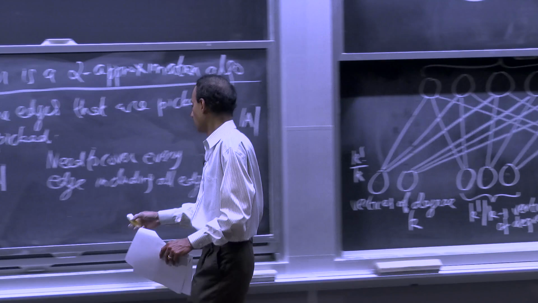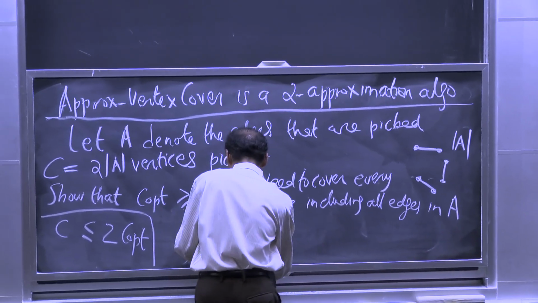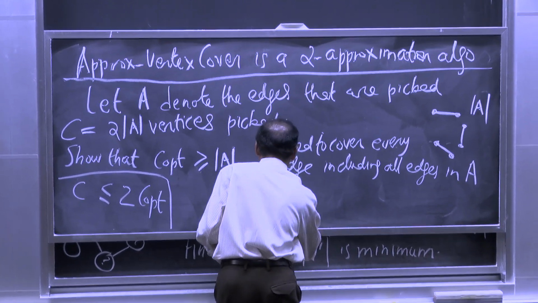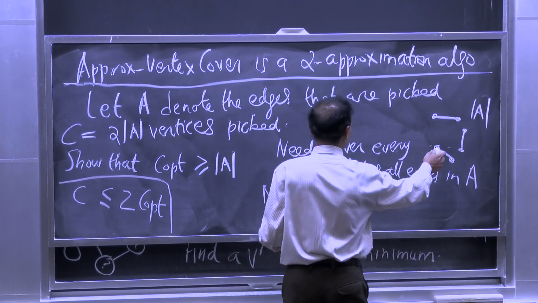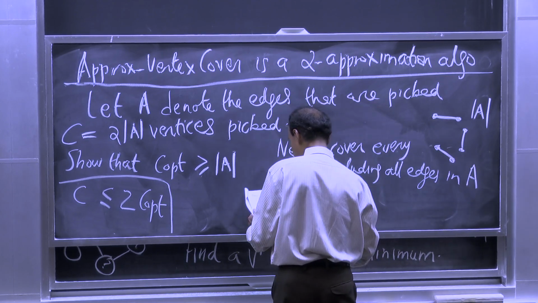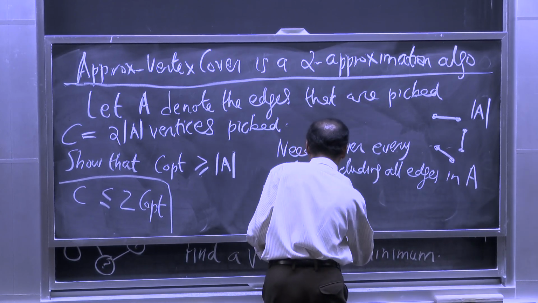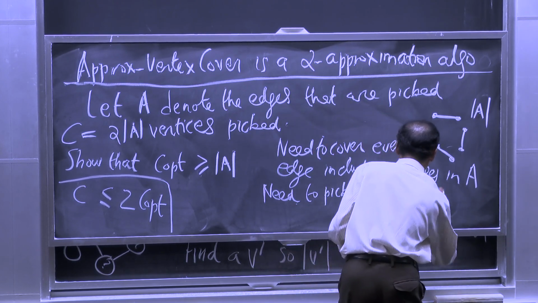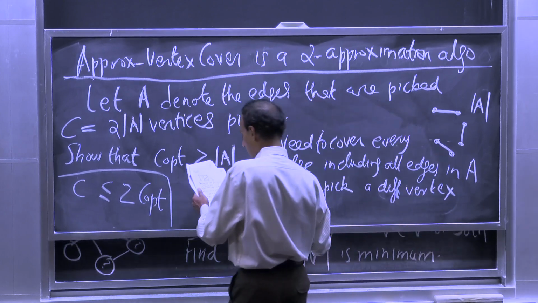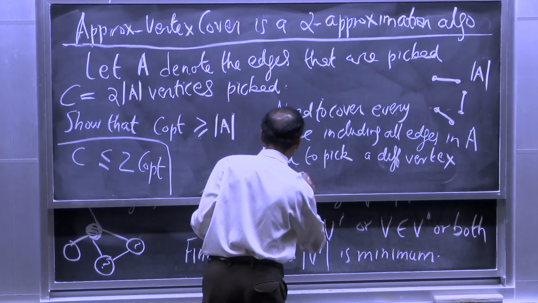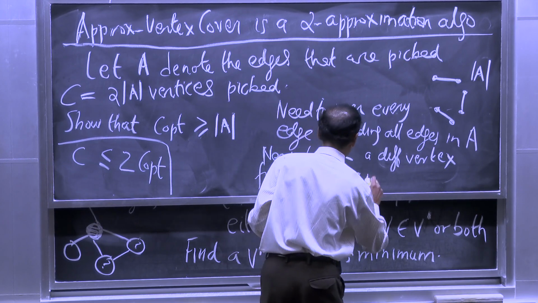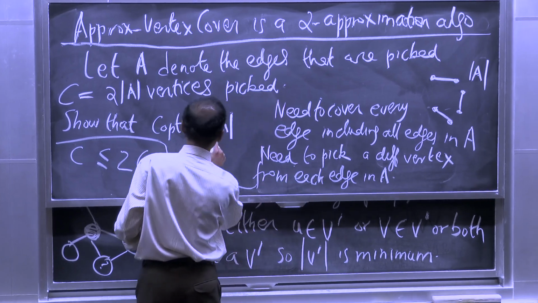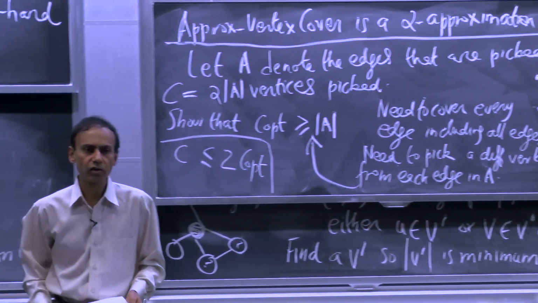And that's it. So I had to cover all. This requires, since no 2 edges share an endpoint, this means that we need to pick a different vertex from each edge in A. And that implies that C opt is greater than or equal to A.